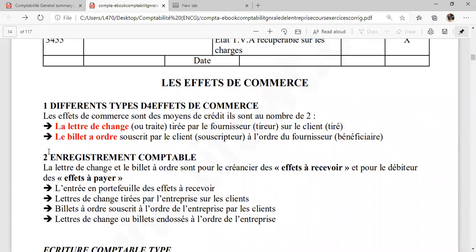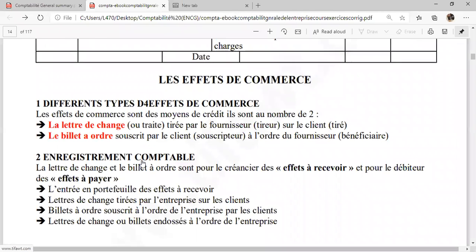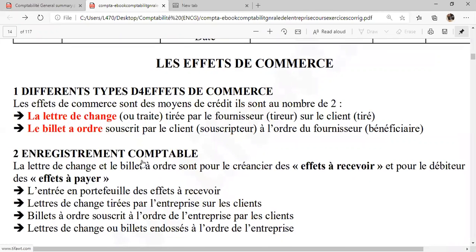So moving on to la comptabilisation, juste une petite explication. We have la lettre d'échange et les billets à ordre. I'm reading from the screen where it says enregistrement comptable. The second point, numéro 2: les lettres d'échange et les billets à ordre sont pour la créance des effets à recevoir.